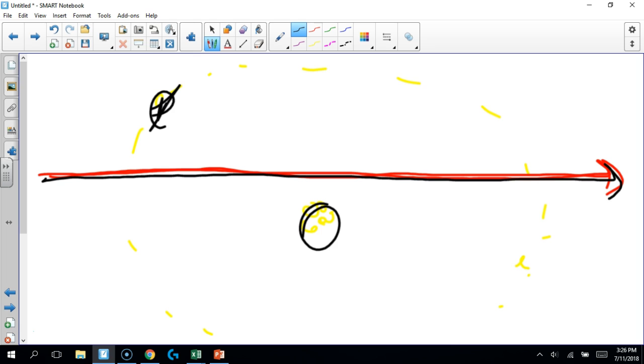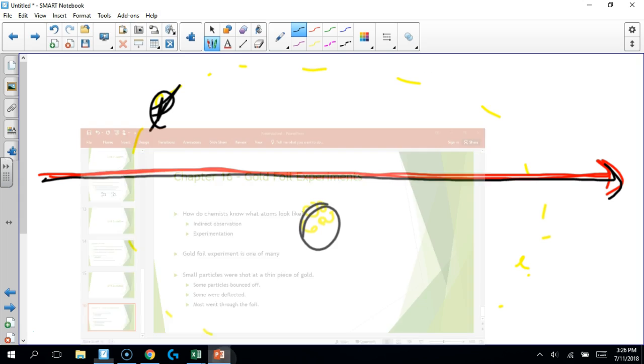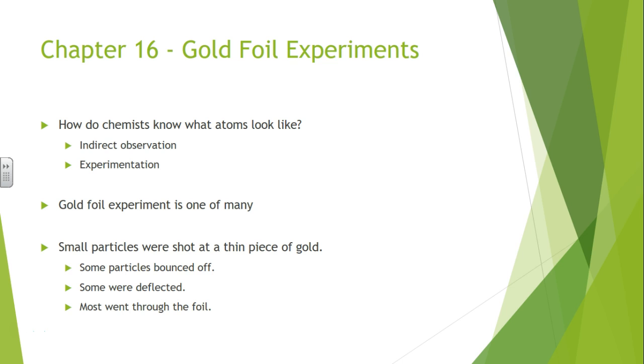This is why the gold foil experiment and a few others are super important, because up until these guys did these experiments, we had no idea what an atom looked like. But because of experiments like the gold foil experiments that Rutherford did, we now have an idea, or at least back when they did them, of what an atom looked like. If it weren't for these folks, we would have no idea what atoms look like.